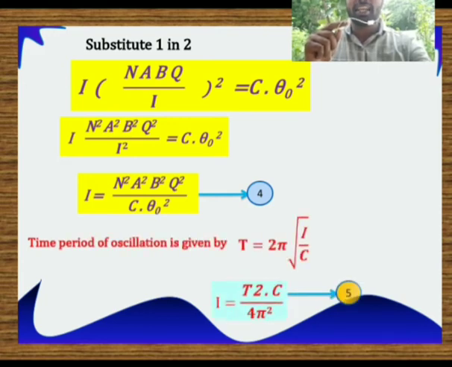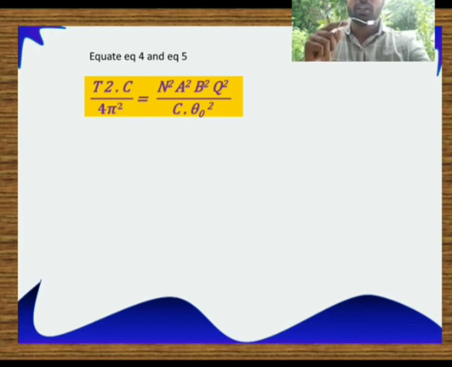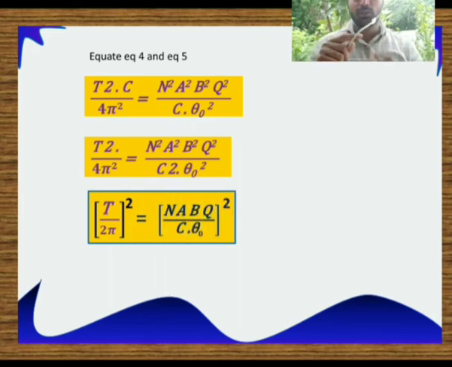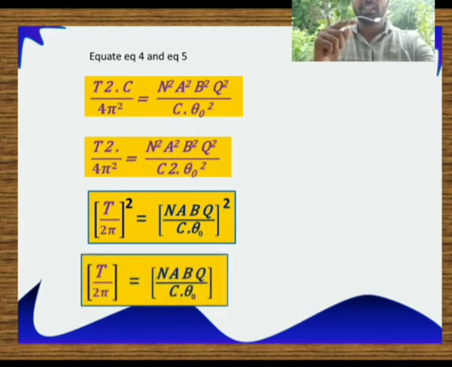Now generally the time period formula is 2 pi root I by C. From that equation, write I is equal to T square C by 4 pi square. Here I is there, and equation 4, 5 is also I. Equate these two equations. Now write the equation for T square by 4 pi square, just bring this C to this side. From that, keep all squares out, then T by 2 pi whole square is equal to NABQ by C theta naught whole square. From this equation, the square cancels, T by 2 pi is equal to NABQ by C theta naught.